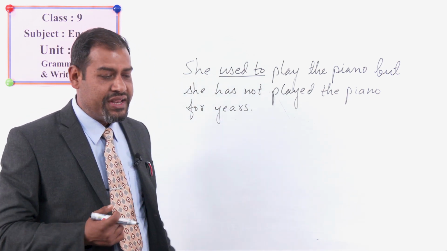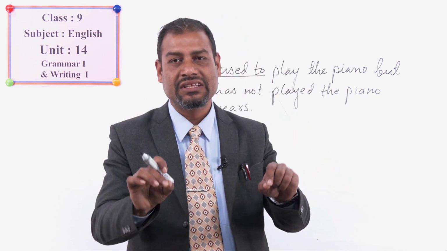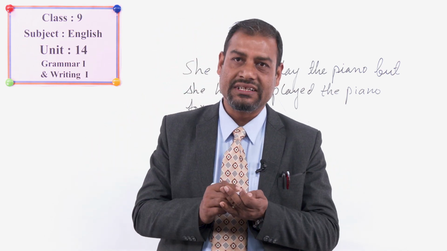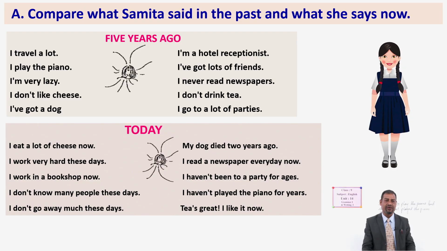Good. If so, now you have to compare Samita's rest of the activities. So you start doing now. For example, I am very lazy. So which sentence is, let's say, related to this sentence? I work very hard these days, okay? I am very lazy here. Now you have to relate it with I work very hard these days. So how do you write it down? You just write down and tell me.